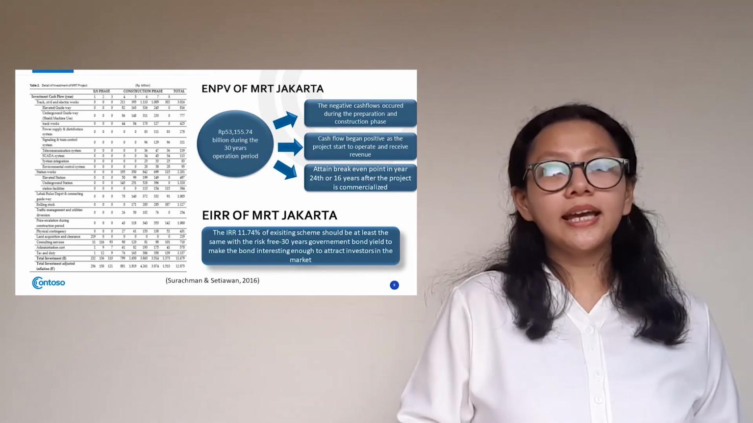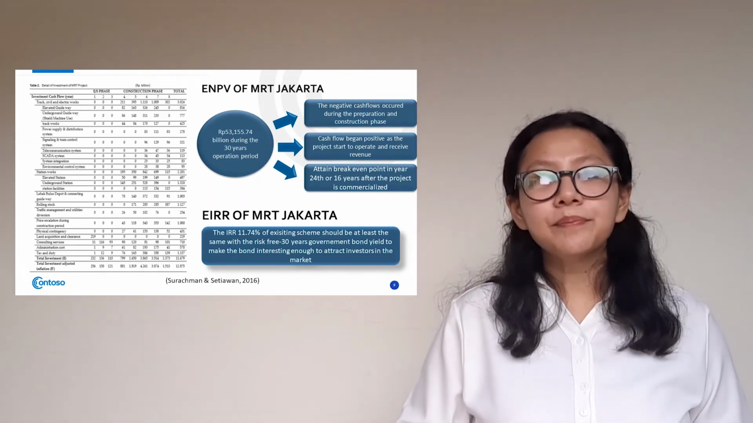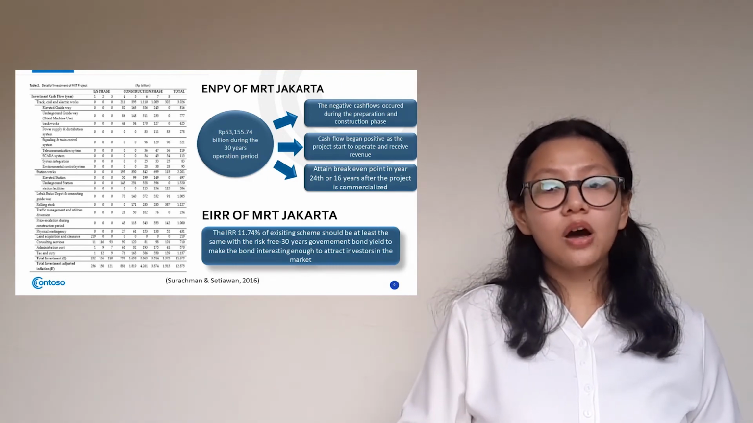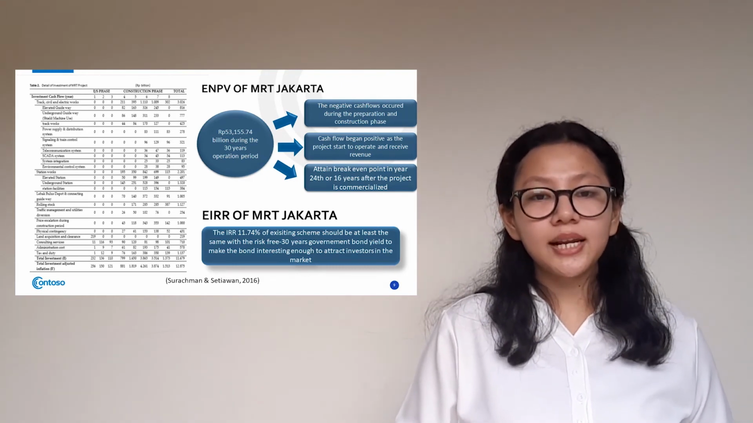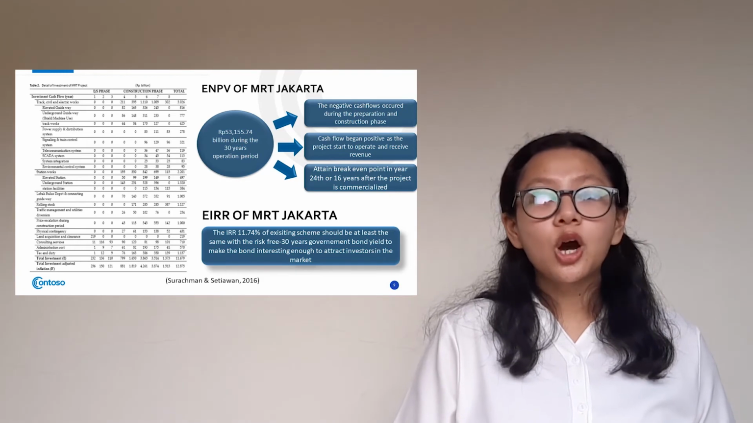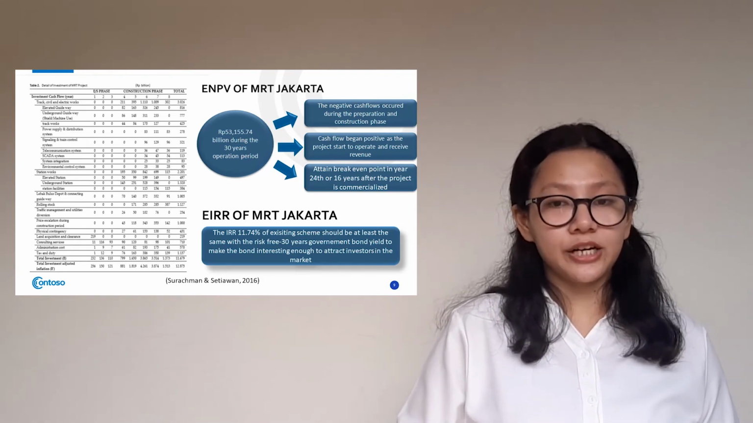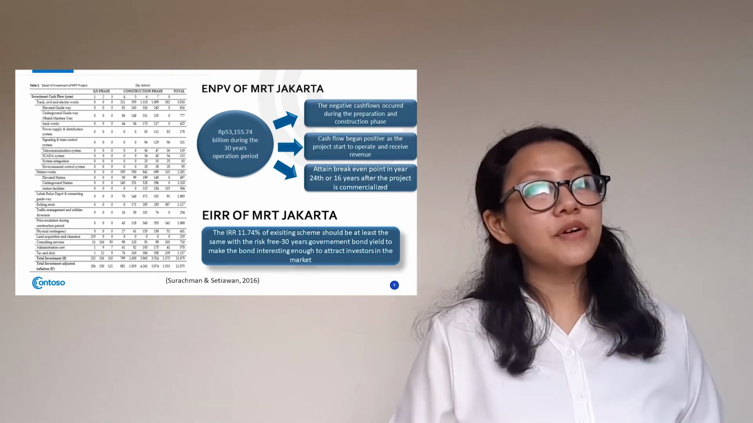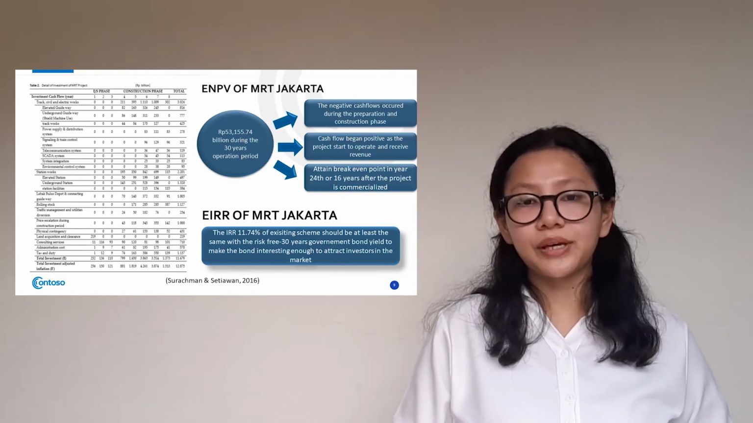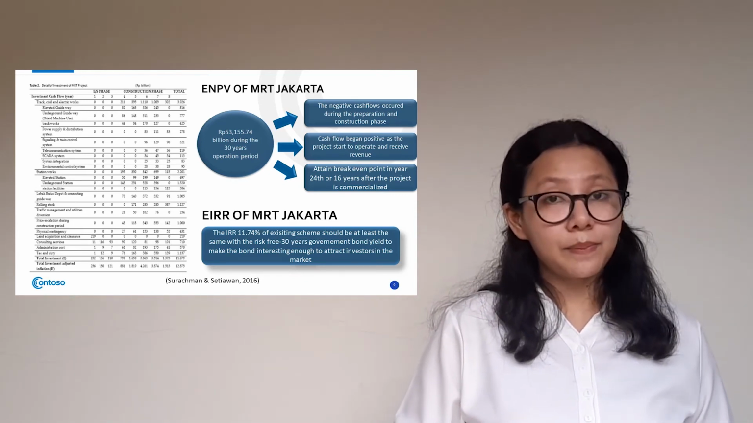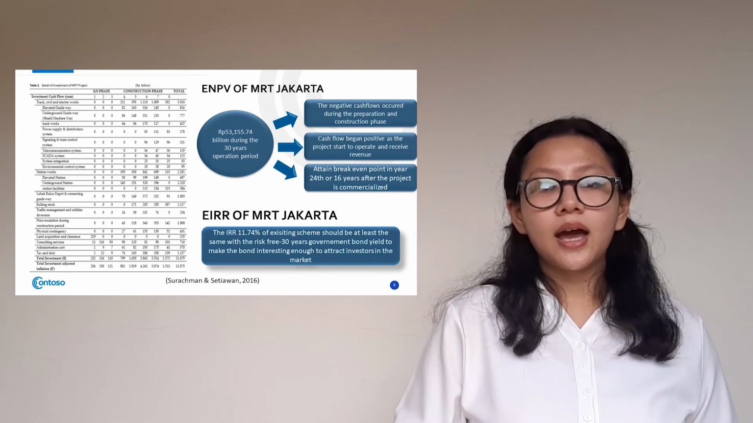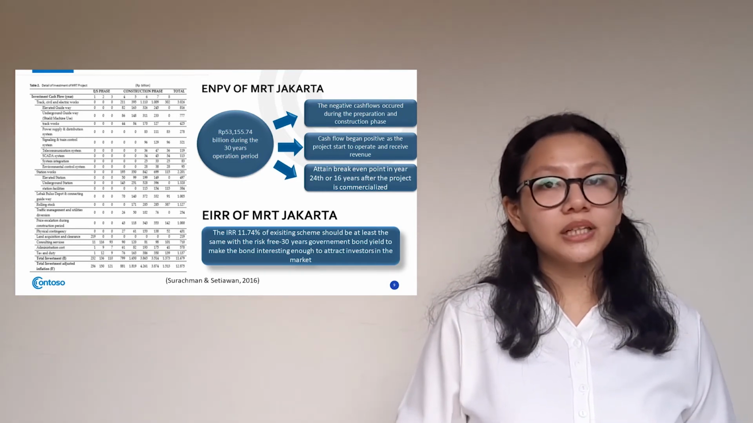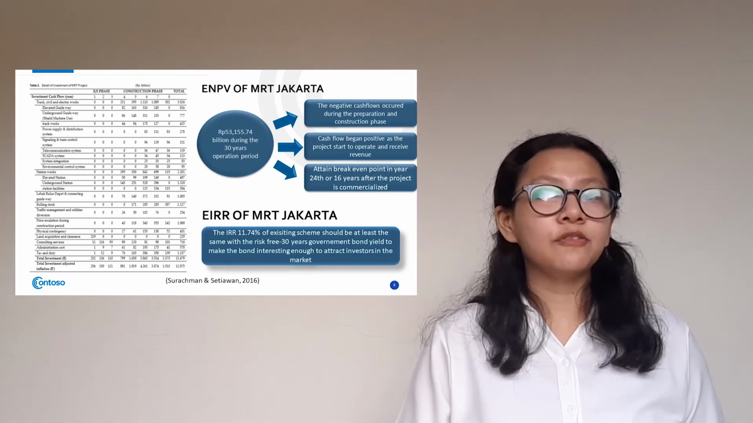As you may see in the table on my right side, the negative cash flow occurred during the preparation and construction phase, which reached the top at 6 years at 3,561 billion rupiah, an accumulative amount at 12,875 billion rupiah, with inflation adjusted.